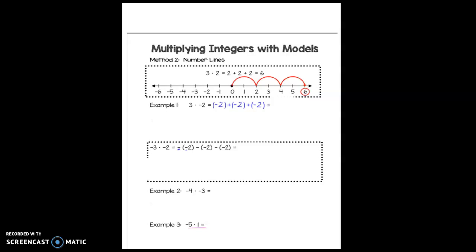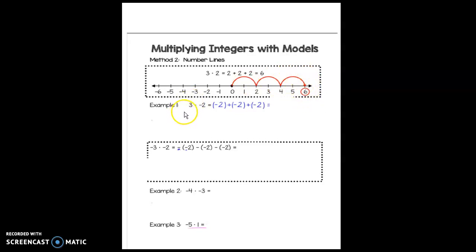Let's take a look. Again, we learned in our last video that multiplication is repeated addition. Also, we learned that multiplication shows groups of numbers. So here we have 3 times 2. We could look at that as 2 plus 2 plus 2, and we look at that as 3 groups of 2. So 3 groups of positive 2 we will show on the number line by jumping every 2 to the right, and we will land on positive 6.